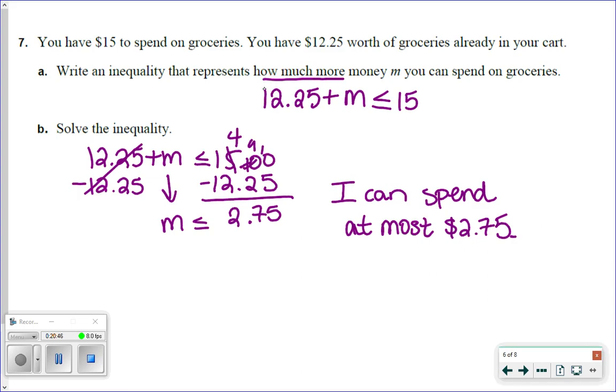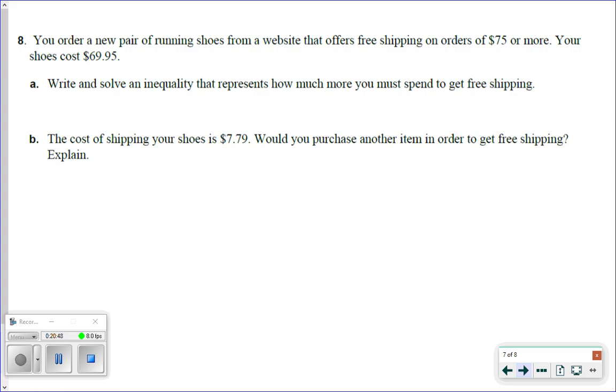Okay. All right. Let's try number 8. You order a new pair of running shoes from a website that offers free shipping on orders of $75 or more.